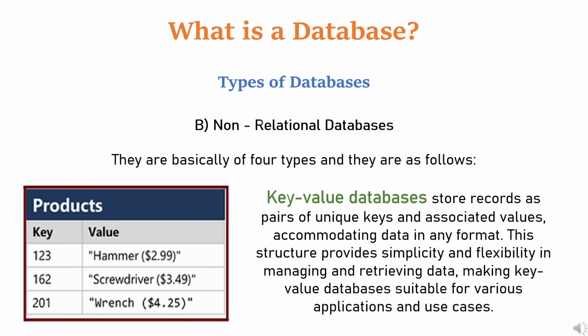They are basically of four types and they are as follows. Key value databases store records as pairs of unique keys and associated values, accommodating data in any format. This structure provides simplicity and flexibility in managing and retrieving data, making key value databases suitable for various applications and use cases.